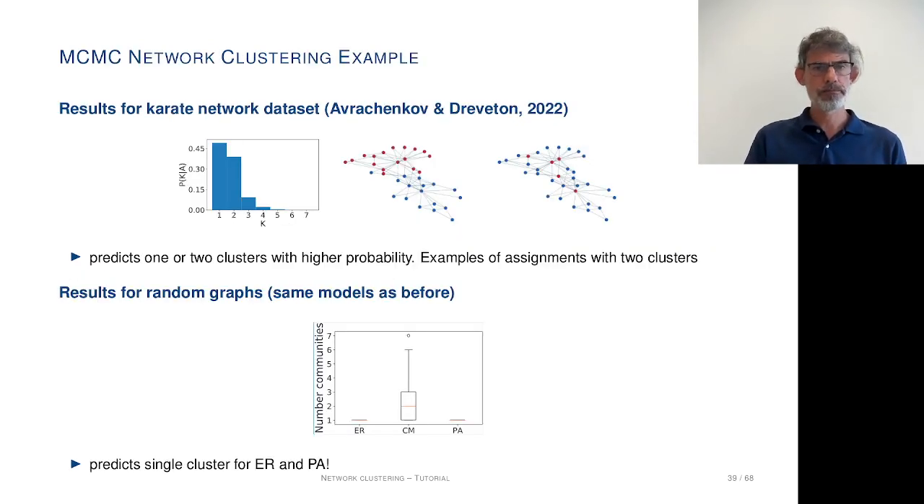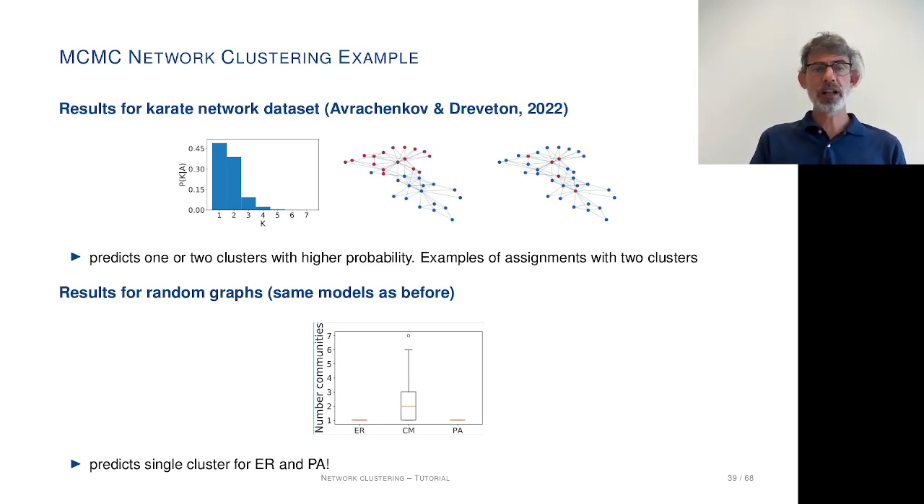Good. So let's take a look at what happens when you run this MCMC network clustering on a small network, the Karate network dataset, which is a famous dataset. So here's what we find. The graph on the left predicts 1 or 2 clusters for this network with high probability, and the examples on the right are assignments that were obtained by the MCMC algorithm for 2 clusters. In the picture in the center, you have the network divided into 2, and in the picture on the right, you have the 2 hubs in a cluster and everybody else in a different cluster. So, plausible clustering for this network.